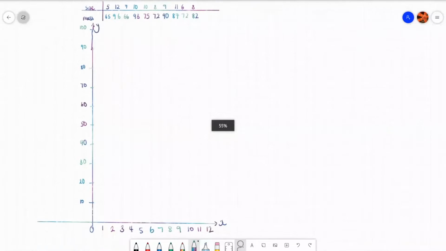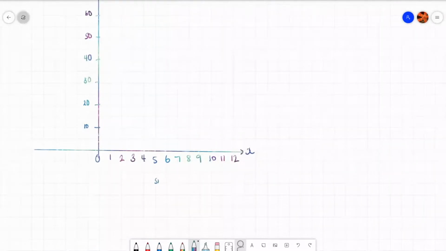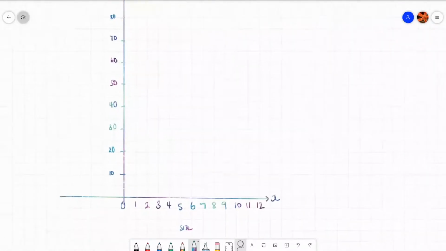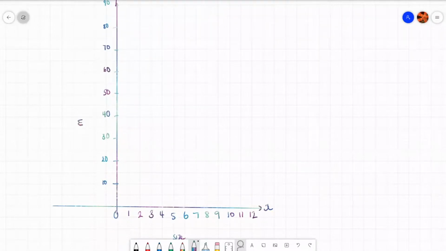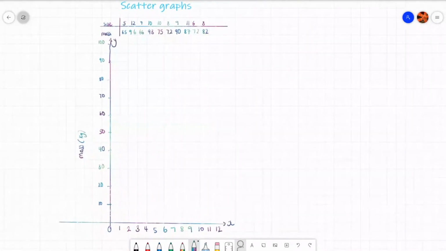Okay, so let's plot our scatter graph. Somebody who has a shoe size of 5 has a mass of 65. So let's write shoe size here, and make sure we write mass on the other side so we know what it is. Should we put some units on there as well? So we'll say the mass is in kilograms. Okay, so somebody with a shoe size 5 has a mass of 65. So I'm going to go 5 all the way up to 65, and I'm just going to put a little cross.